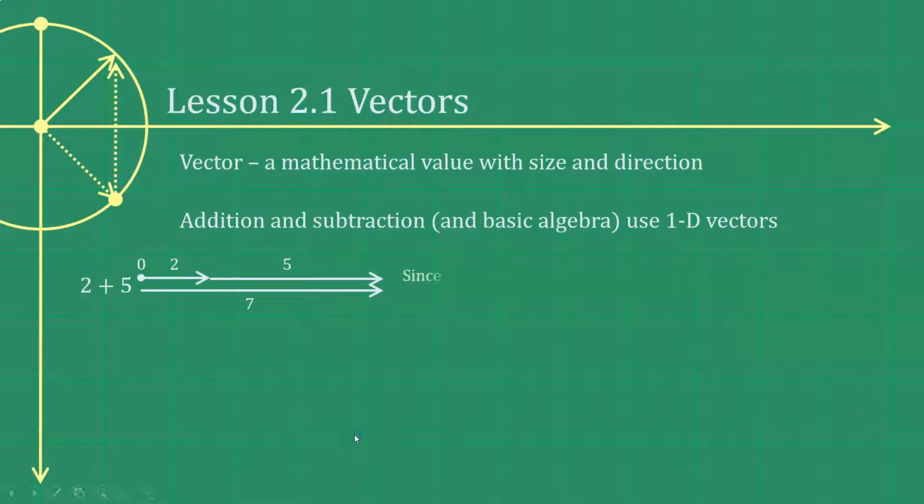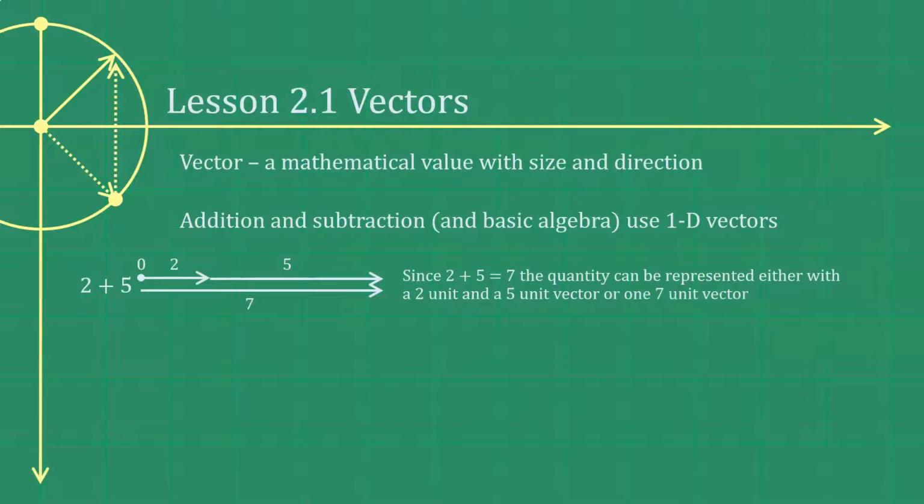To state this problem in words, since 2 plus 5 equals 7, the quantity can be represented either with a 2 vector and a 5 vector, okay? And I'm just going to use the word unit because we're measuring these in some unit. I mentioned it before, centimeters or feet or meters or something. So I have a 2 unit vector and a 5 unit vector, or because of that equivalence that is there, 2 plus 5 equals, I could just represent it with a single 7 unit vector. But no matter what, that vector has to be pointing to the right. In fact, all of my vectors in this case are pointing to the right.